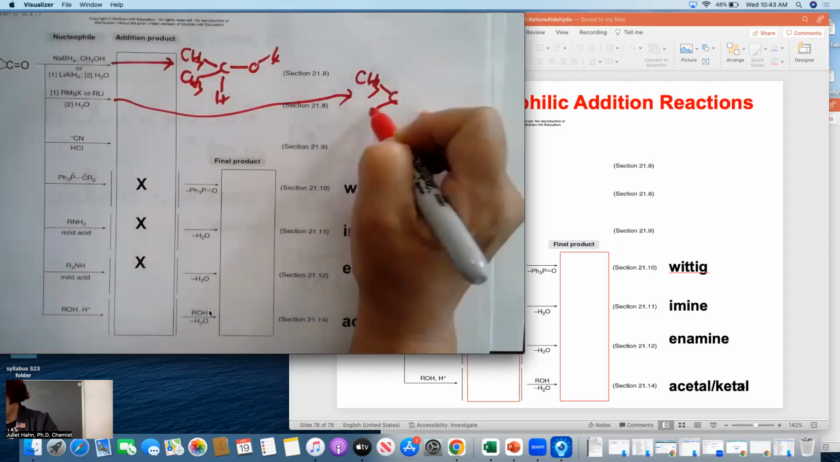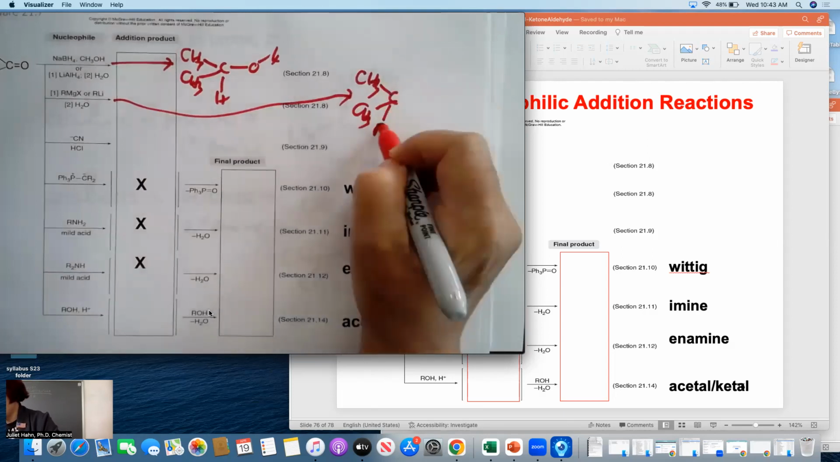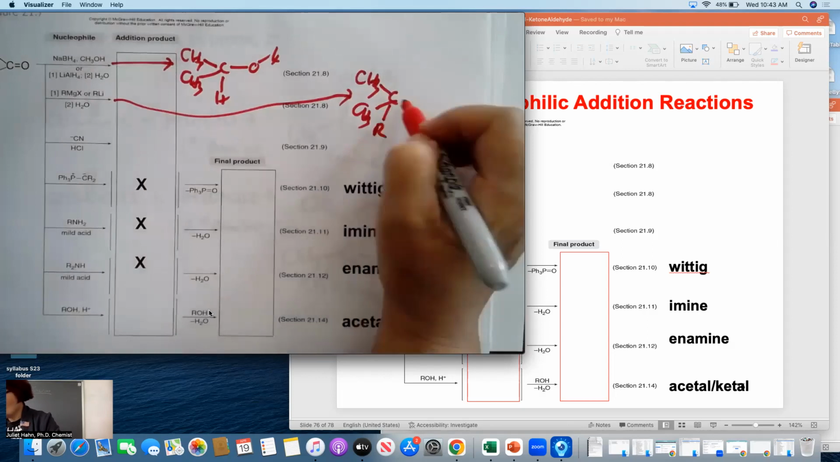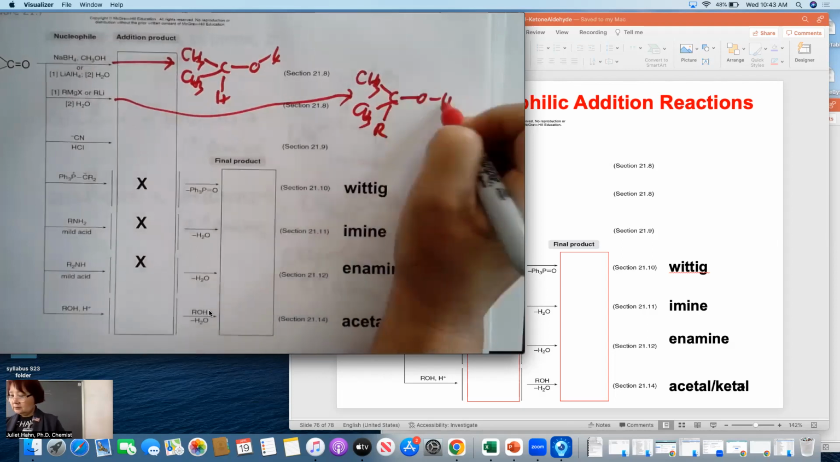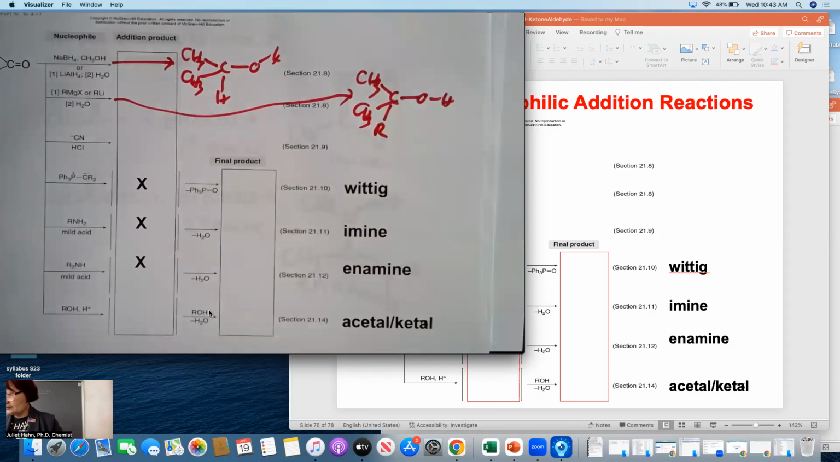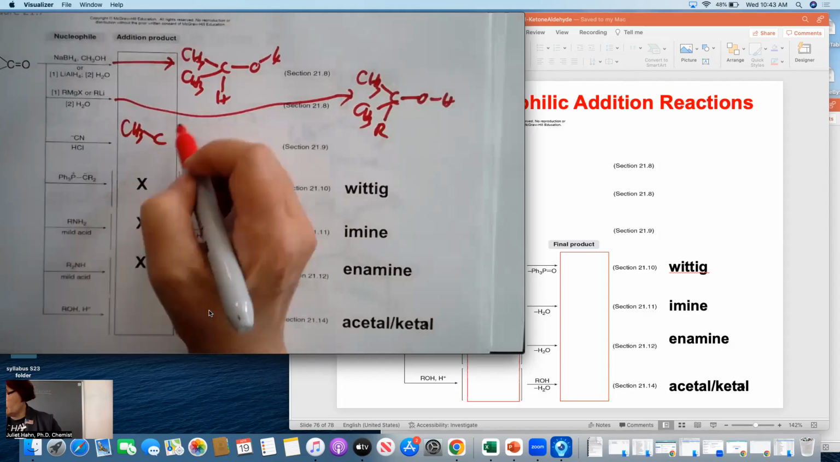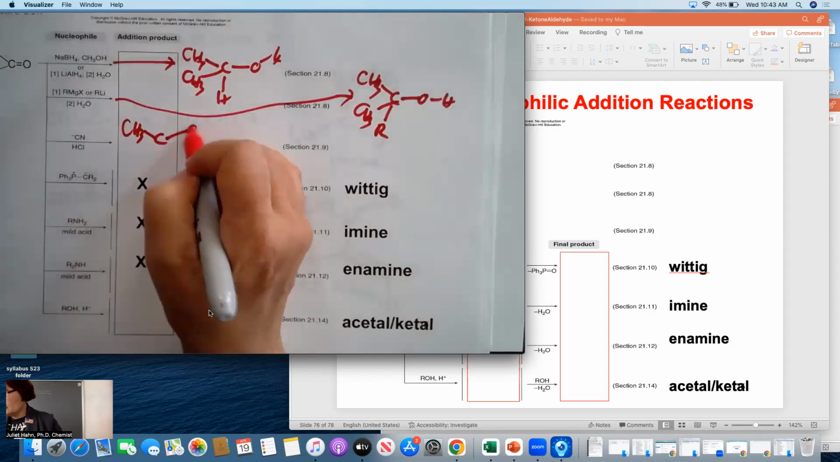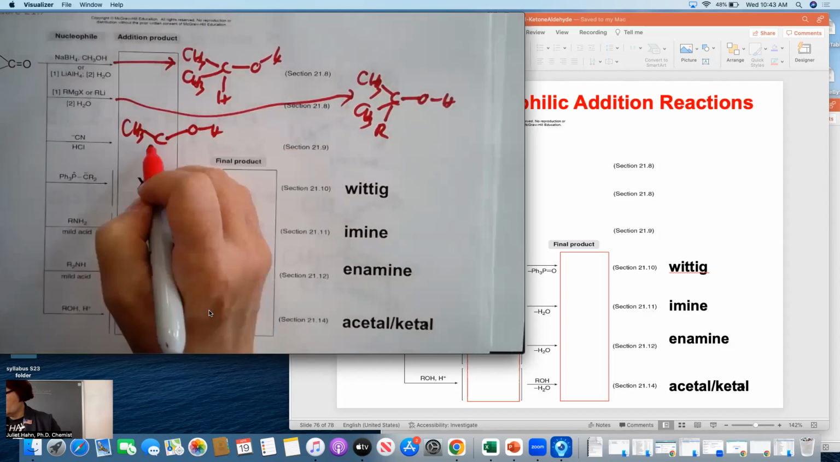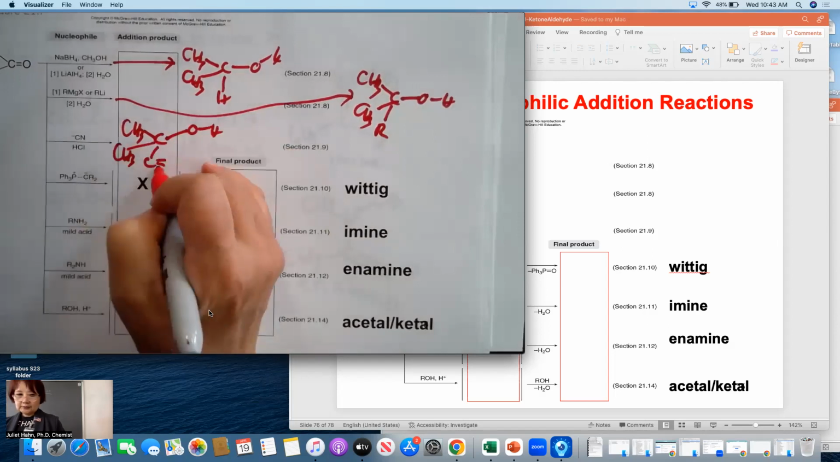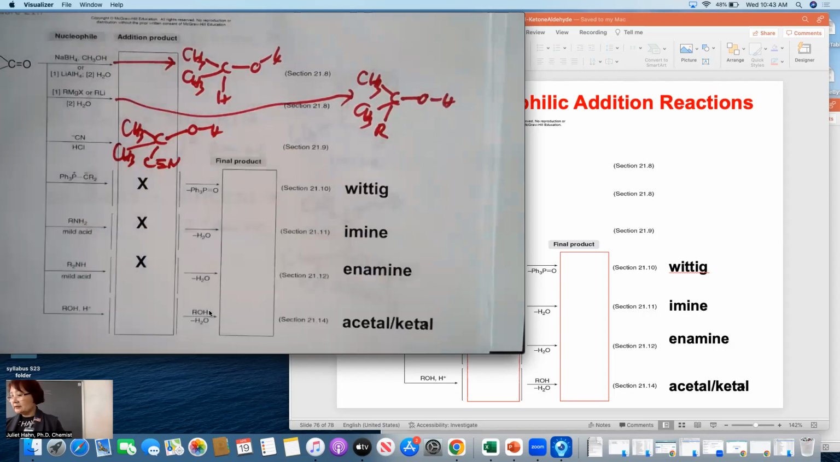And I didn't specify what the R is, so you can just say R. So you end up like that. Okay, so then if you add the cyanide, the cyanide comes in as the incoming nucleophile. So these are all nucleophilic addition reactions. So you know you're going to end up with some sort of an alcohol. So there's the cyanide coming in as a nucleophile.